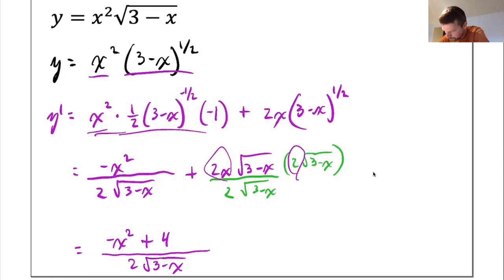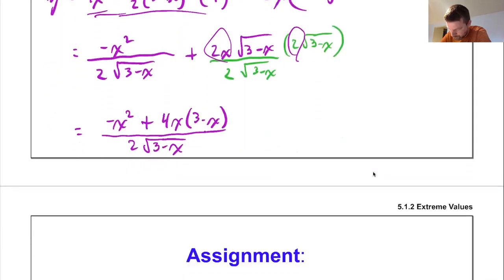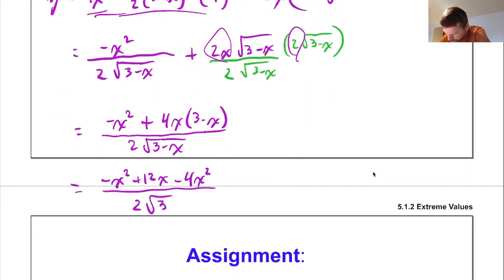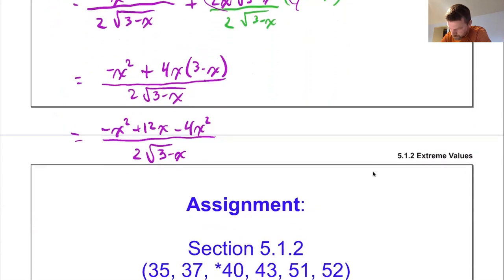Oops, I got rid of something. So that'd be 3 minus x. We can make this look even nicer. That'll be a negative x squared plus 12x minus 4x squared all over 2 square root of 3 minus x. We are moving past our page here, which would be a negative 5x squared plus 12x over 2 times the square root of 3 minus x.